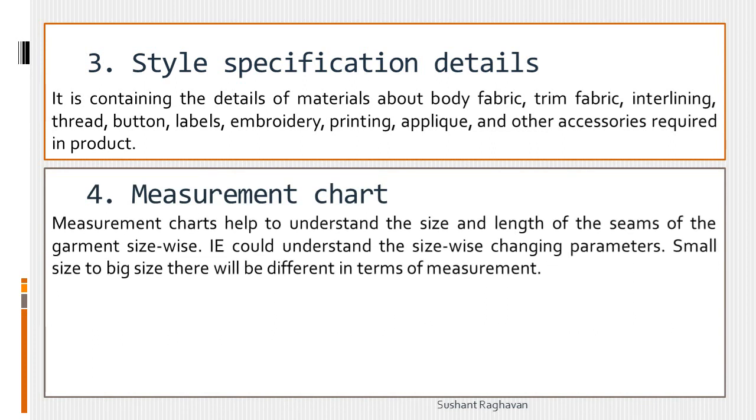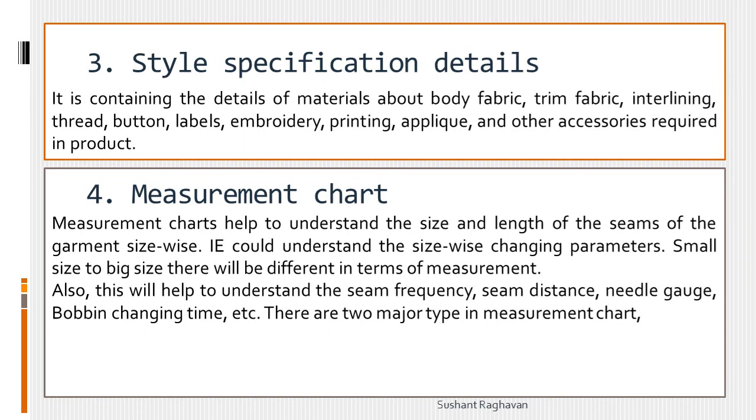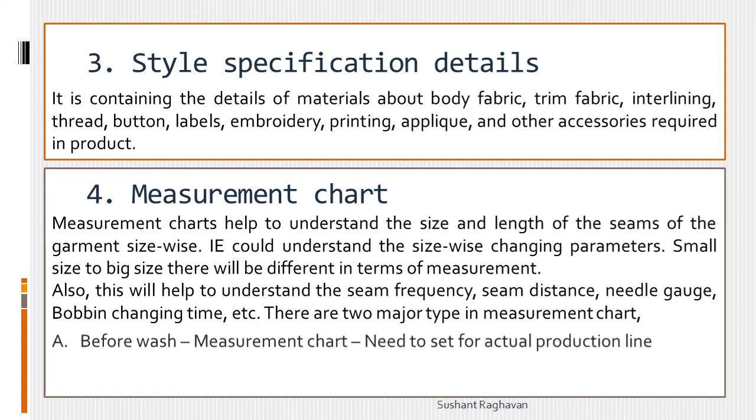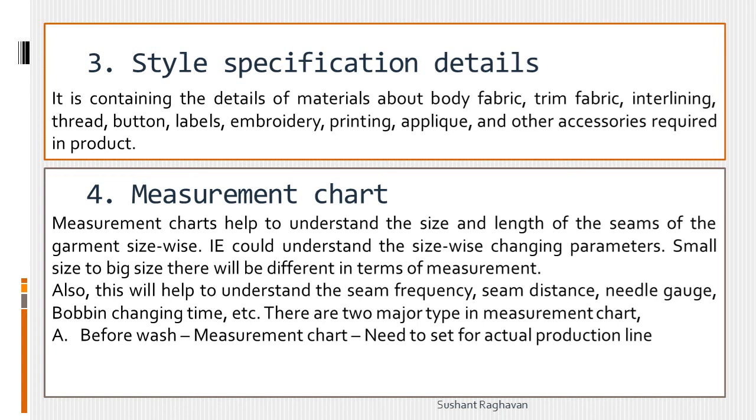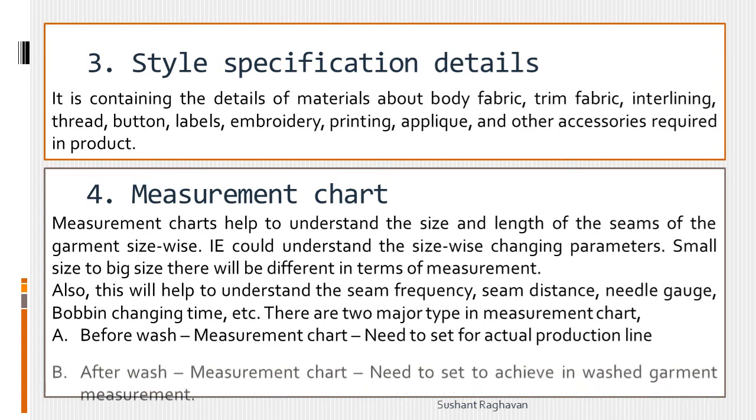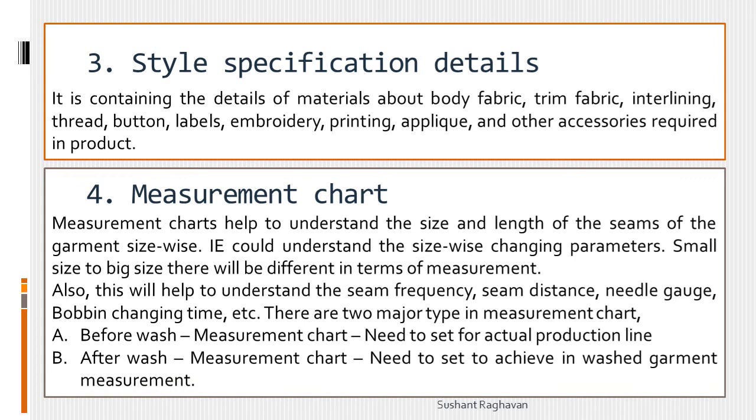Measurement chart. Measurement charts help to understand the size and length of the seams of the garment size-wise. The IE can understand the size-wise changing parameters, from small size to big size. There will be differences in terms of measurement. Also, this will help to understand the seam frequency, seam distance, needle gauge, bobbin changing time, etc. There are two major types of measurement chart. Before wash, the measurement chart needs to be set for the actual production line. After wash, the measurement chart needs to be set to achieve the in-wash garment measurement.